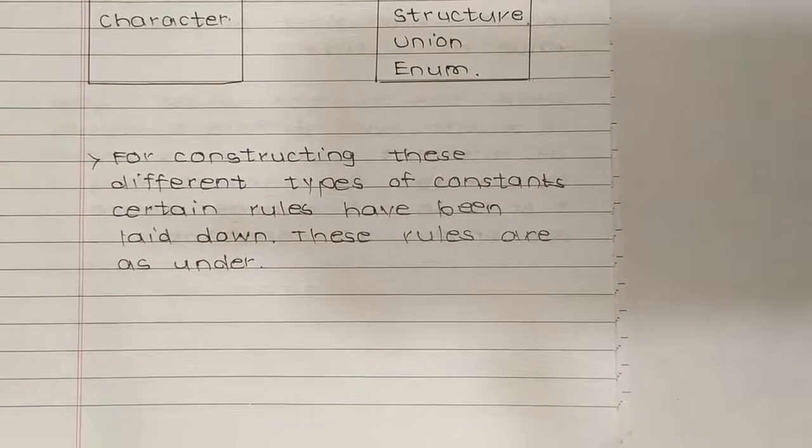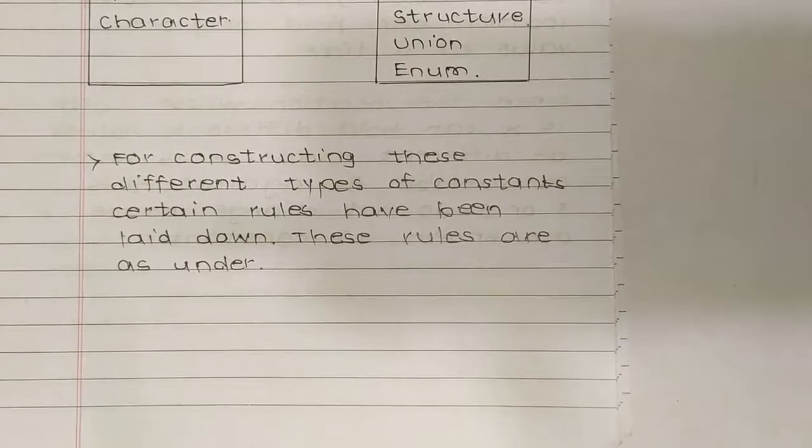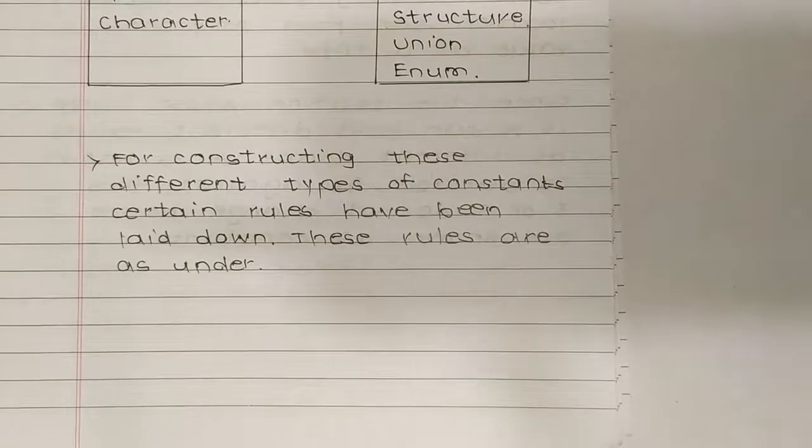For constructing these different types of constants, certain rules have been laid down. We cannot construct a constant in any manner. Laid down means they have been applied. So there are certain rules which have been applied. These rules are as follows.